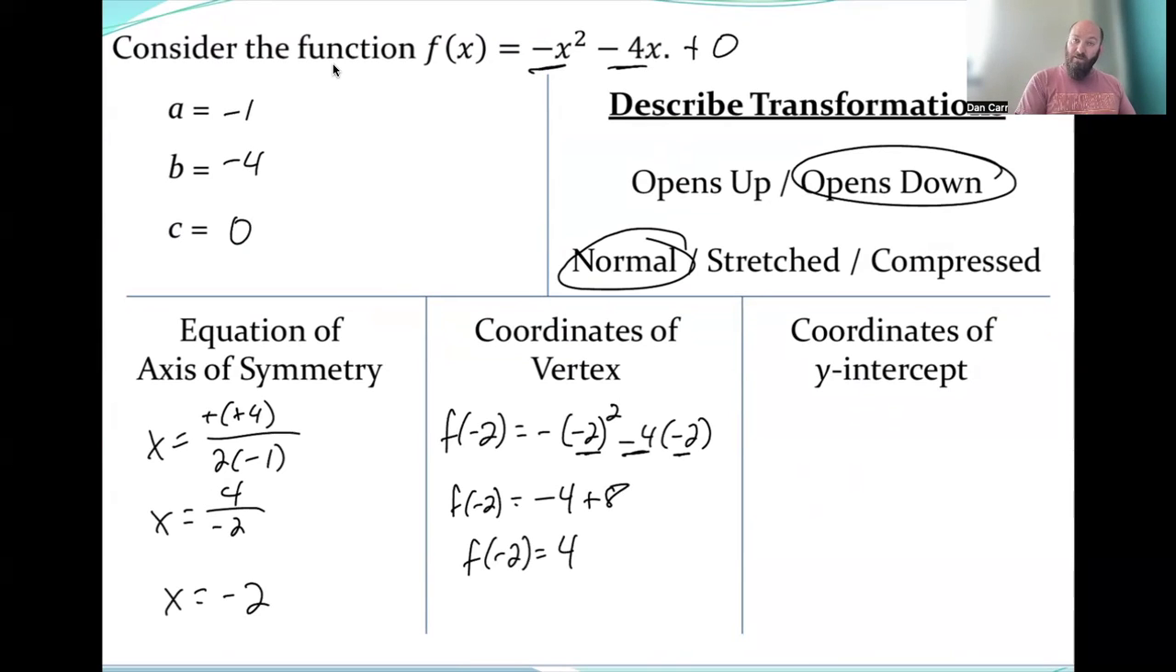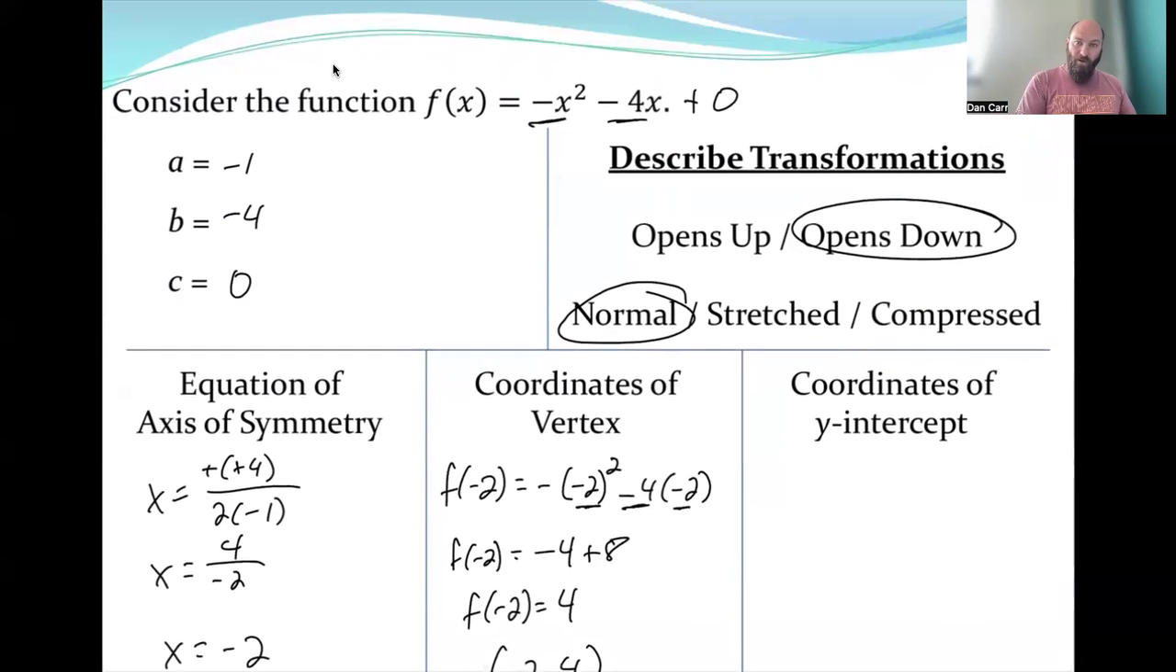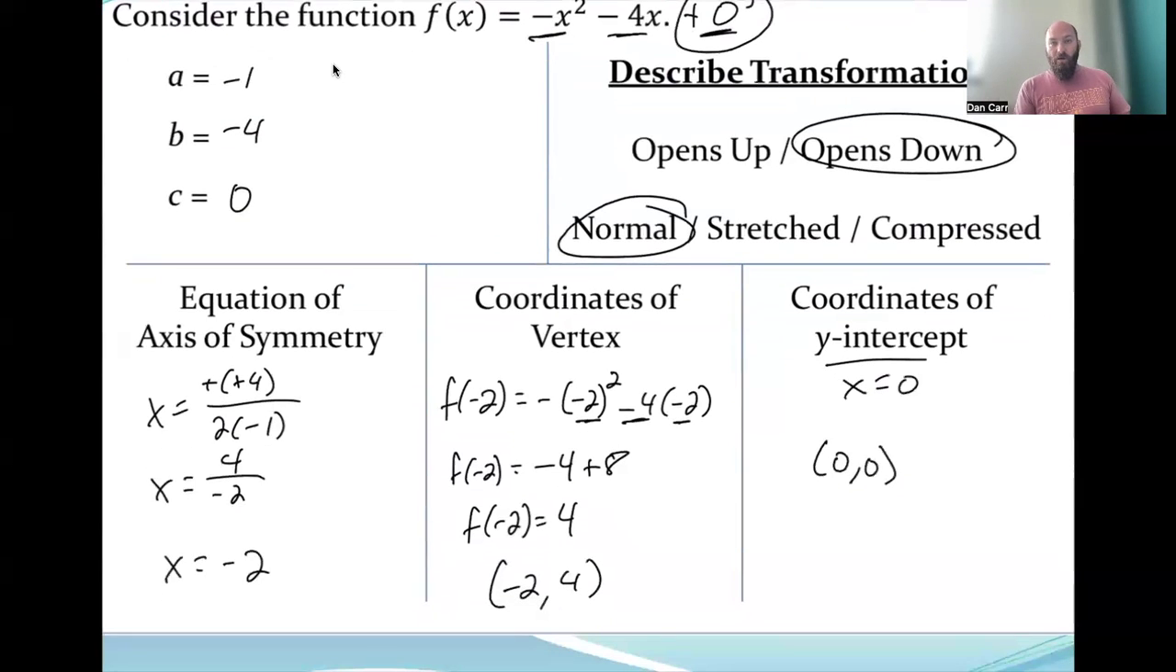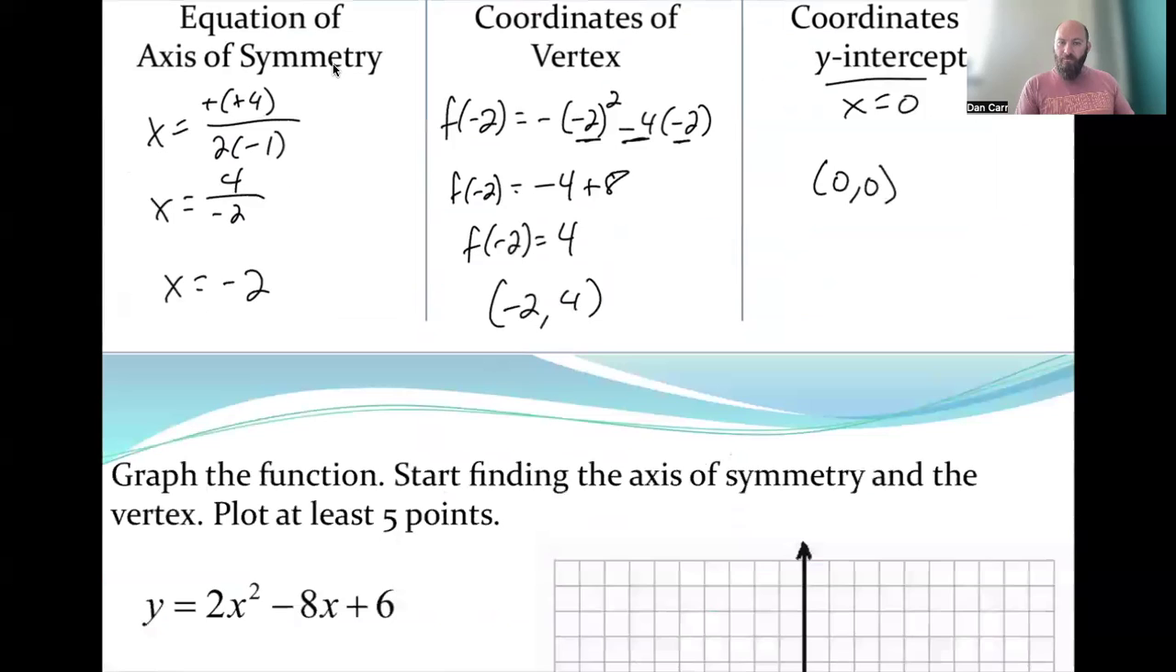Again, it's a vertex, so I want to write it as an x comma y point. Our y-intercept, if I go back here again, this C value is 0. So I could plug in my x equals 0 to always test that out. But my shortcut is it's just 0, 0. It's whatever number is at the end here. Okay, so that's us just analyzing our characteristics here.